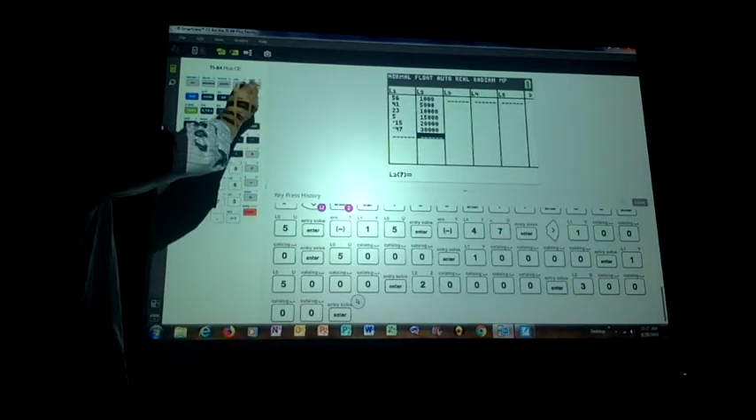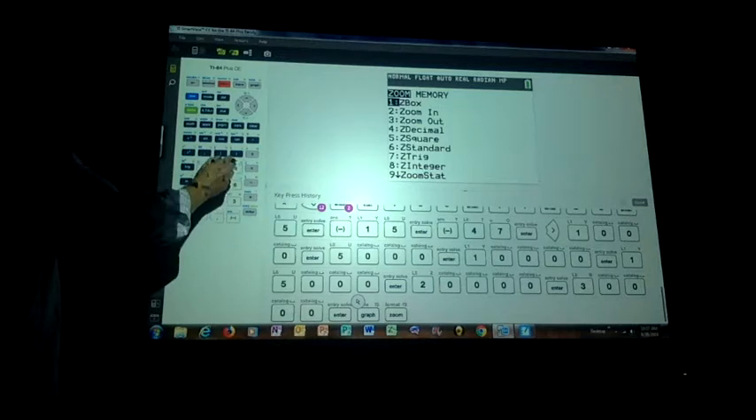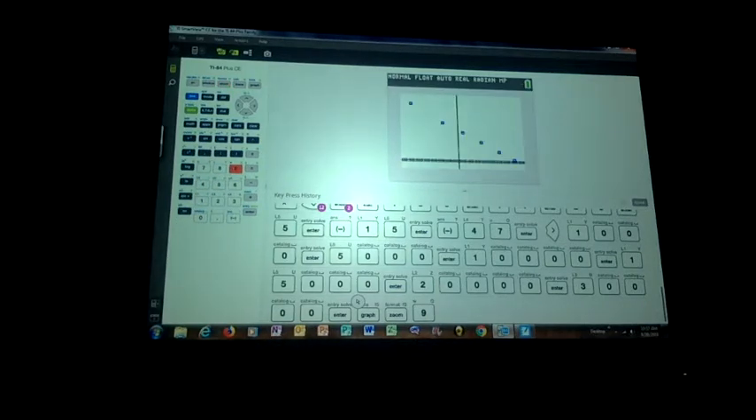Now everyone gets excited and says, "Yay, let's graph." It's not there. So when I do a what? Zoom. What? 9. So zoom stat. And it looks like our data. So as we go up in elevation, our temperature decreases. Negative correlation, because the slope's negative?